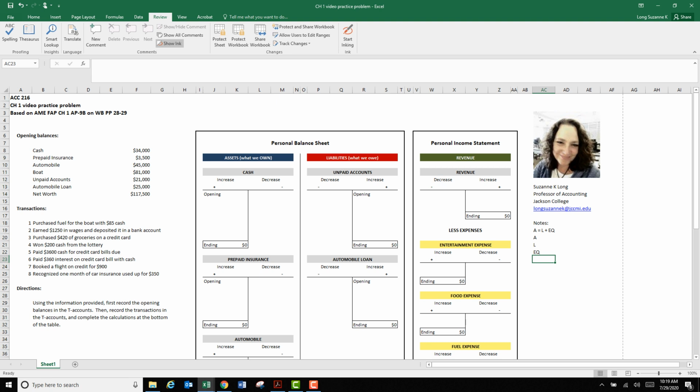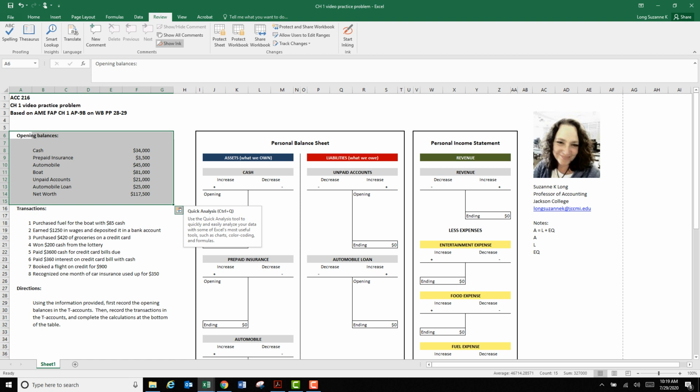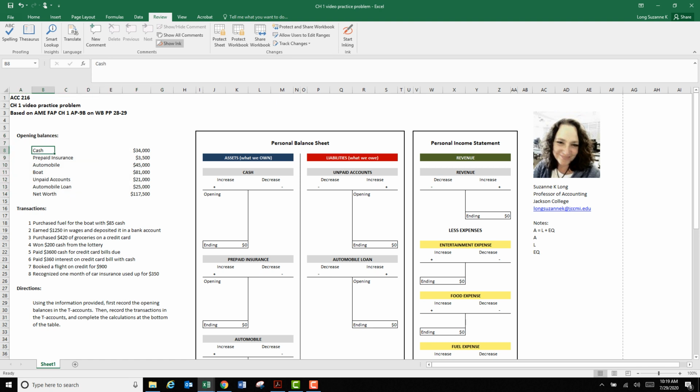Okay, let's get back to those opening balances and get those in. So this is what's given in the problem right here. That's what you're going to see. Bam, here's your opening balances. And you have to know what to do with them and where to put them. So like we've got cash, $34,000. We come over here, cash. Who has $34,000 in the bank? Who is this person? Opening balance, $34,000. Notice that it says opening on the left, so that's kind of pulling you to the left side.